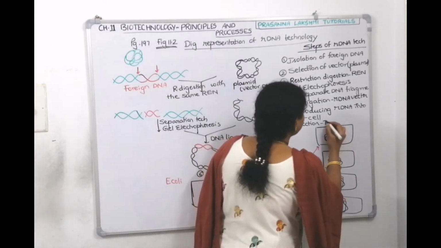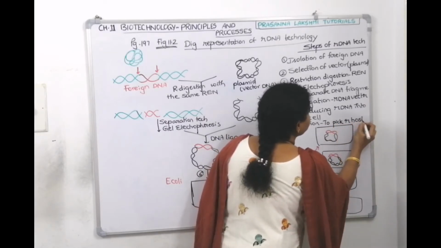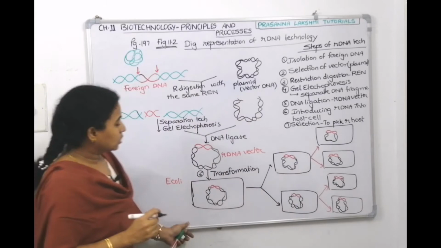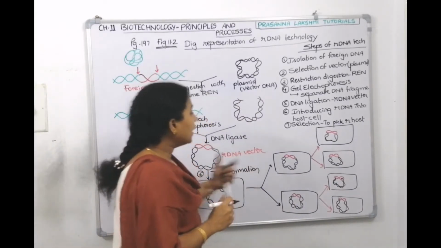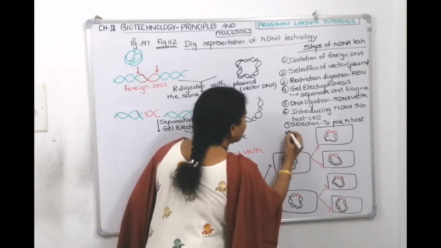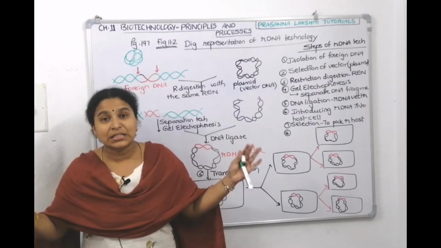Selection is done to pick the recombinant host. We will see whether the host is having the recombinant DNA or not. We will take it. Then after taking that, what is the next step? We will take it in a big bioreactor and produce it on a large scale.